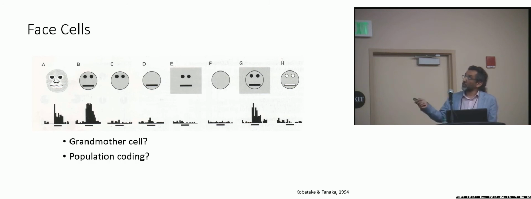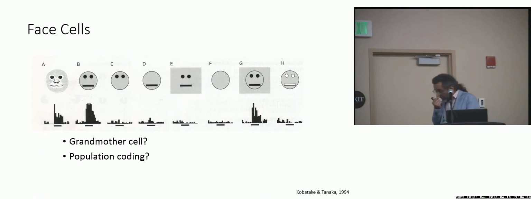Flip the contrast polarities, no response. We don't have glowing eyes and glowing mouths. That's not a face. So it's a holistic representation of a series of parts with a specific spatial relationship that causes this cell to fire, and not any of the subparts.